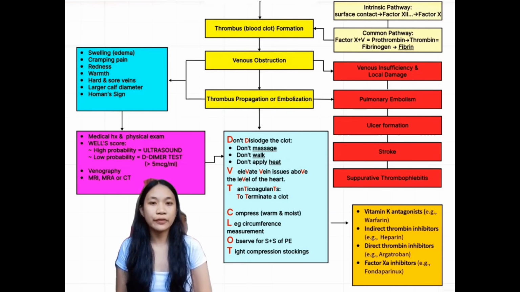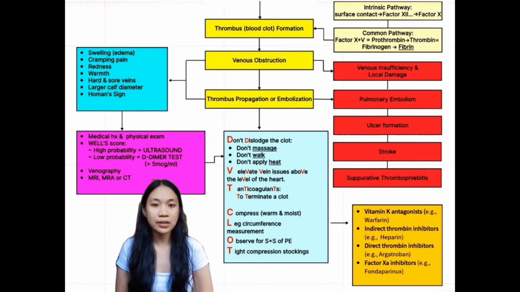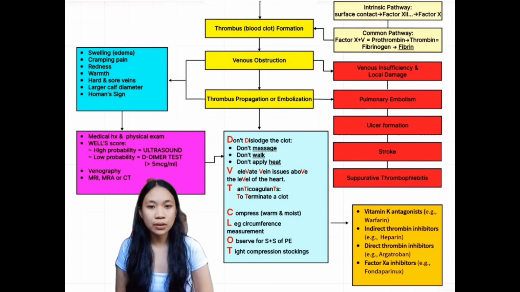Another one is venography. So for this test, a dye is injected into your veins. Then x-rays are taken to show blood flow and look for clots. So the purpose of the dye is to make your veins easier to see on the x-rays. Last is the MRI, MRA, or CT. So the imaging procedure that will be used will depend on the type of blood clot you have and where it is located.